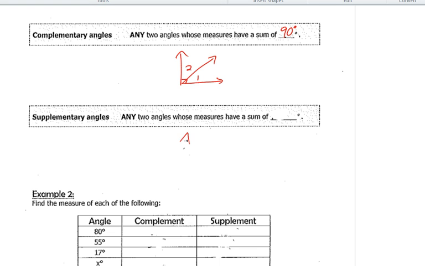Supplementary, let's see. Oops, I don't want to draw that. I want to draw this. Basically, supplementary is pretty much like a linear pair. It's the same idea. Any two angles who have a measure of 180 degrees together. So angle 2 is 160, angle 1 is 20.